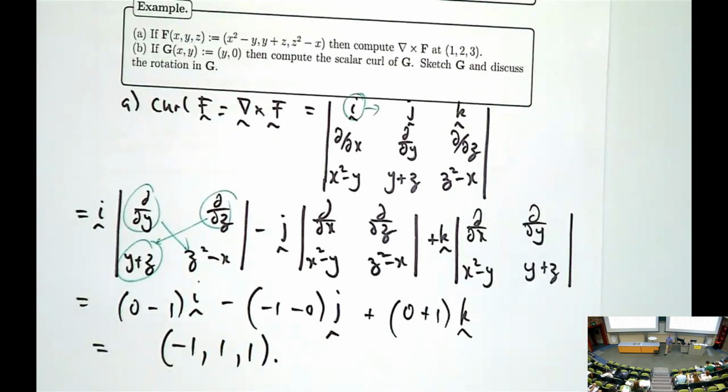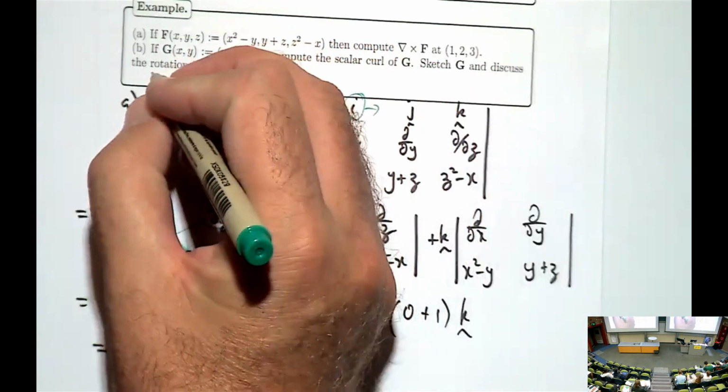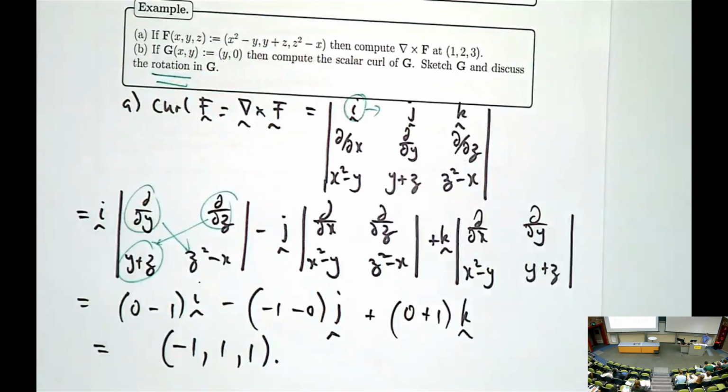Okay? So note our answer is not a number, it's a vector. So we don't know what it means yet, but we will find out in a minute. The hint is it has something to do with rotation. And what does rotation even mean in this vector field sense? Well, that's a good question.